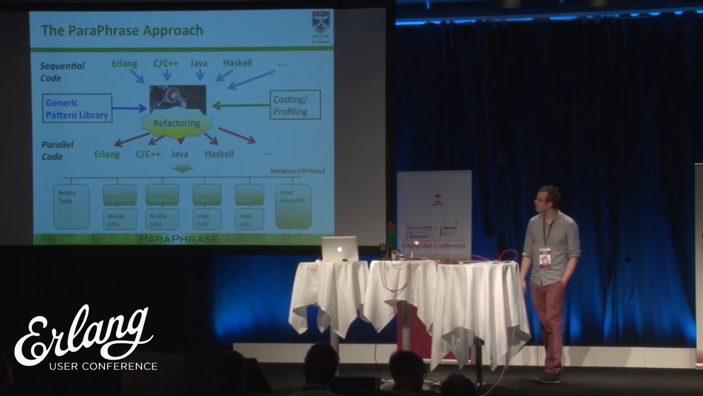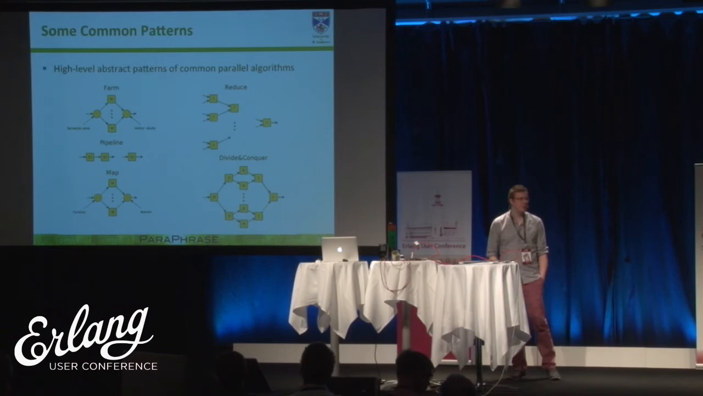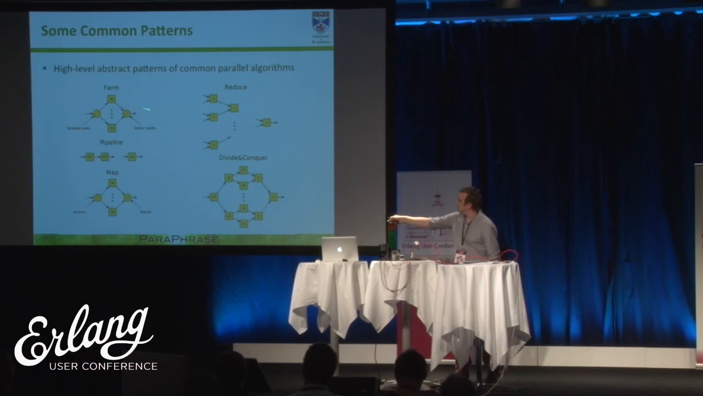So what do these patterns look like? These are just a few examples. This example here is a task farm. The idea here is you have some units of work coming in, and then you farm off the computations onto different cores or devices. So each of these W will execute on a different machine or a different thread or process or whatever. And then you wait for them to finish and you gather and so on.